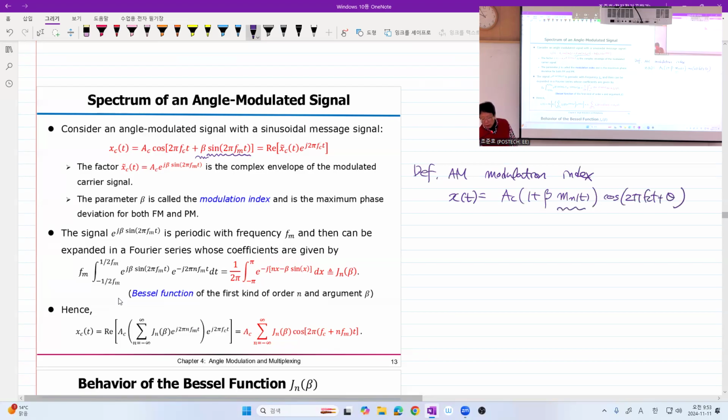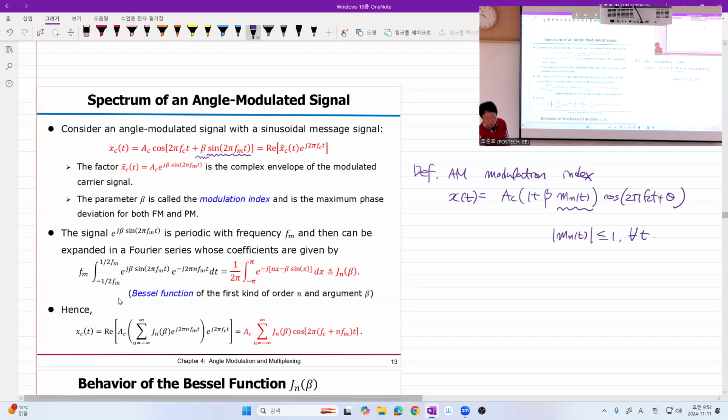Something like this. Here, Mn of t is the normalized message signal so that its largest deviation from 0 is 1. Okay, so we have some assumption like this. So beta less than 1 means that the envelope detector works well. Beta greater than 1, the envelope detector may give us some distortion. Anyway, this is the modulation index for AM.